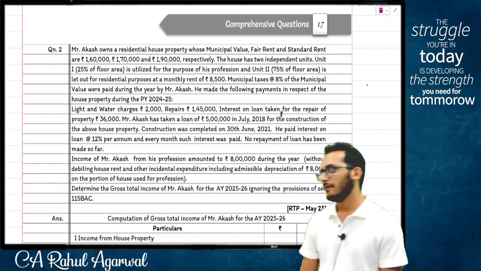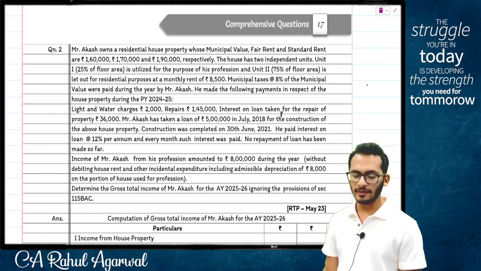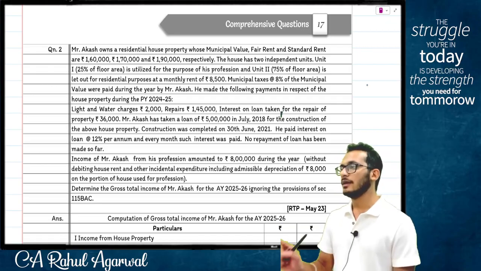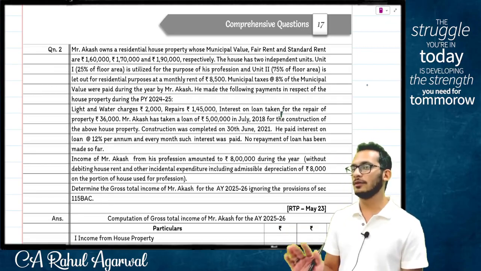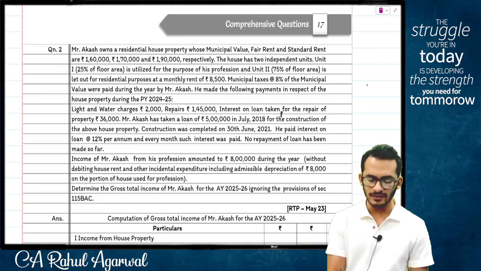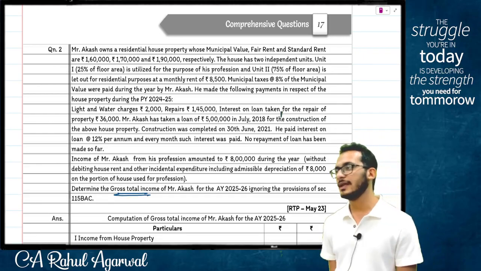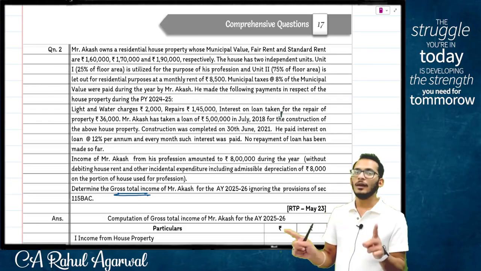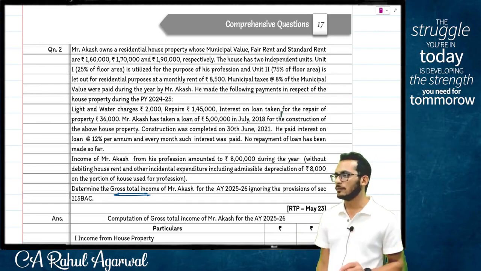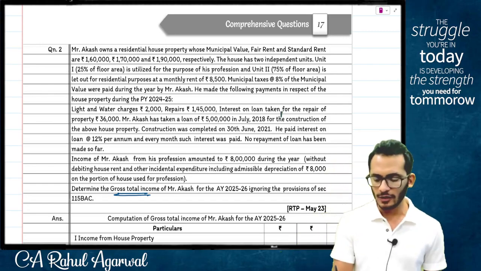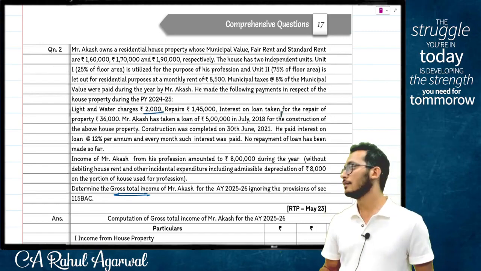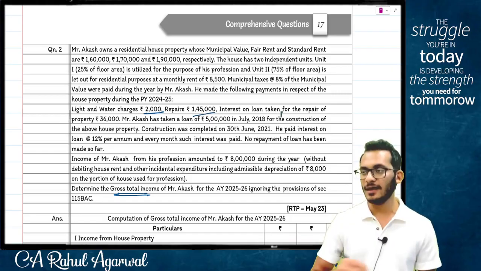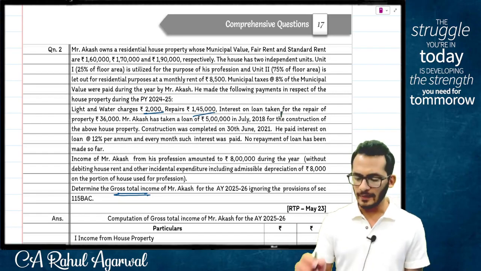Now notice people carefully. Next line says the following payments have been made in the house property during the year. Now if this question was only HP question, I don't care. Unfortunately this question says you have to compute GTI. With the question getting GTI, people, whatever expenses you have will now get apportioned to PGBP also. Light and water charges I will allow 25% in PGBP. Repairs 1,45,000 I'll allow 25% in PGBP.